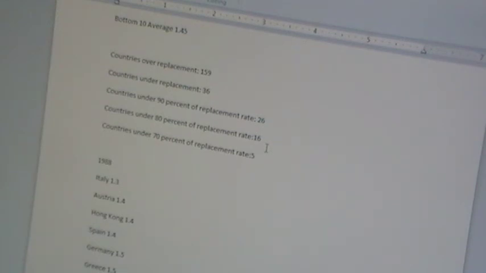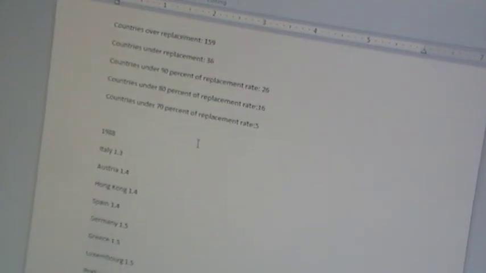All right. Now 5 countries are under 70% replacement. I consider this the danger area. You don't want to have too many immigrants all at once. That really drastically changes the dynamics in a real quick period. See, Italy, it's 1.3, Austria 1.4, Hong Kong, Germany, Greece. Again, it's still mostly Eastern European countries.